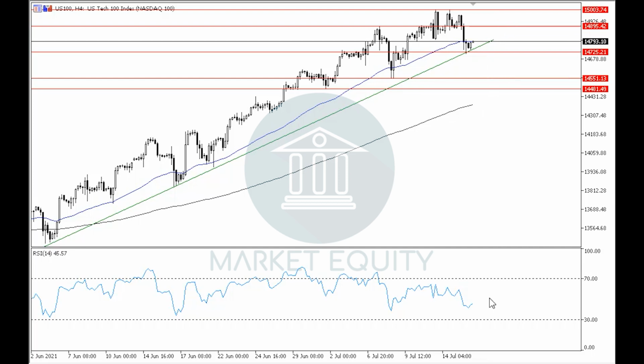If we notice the RSI indicator in the 4-hour time frame, then we can see that by moving around level 40, it supports the continuity of the uptrend in the 4-hour time frame. That was it for the Nasdaq Index. Let's move on to the New Zealand dollar versus the US dollar.